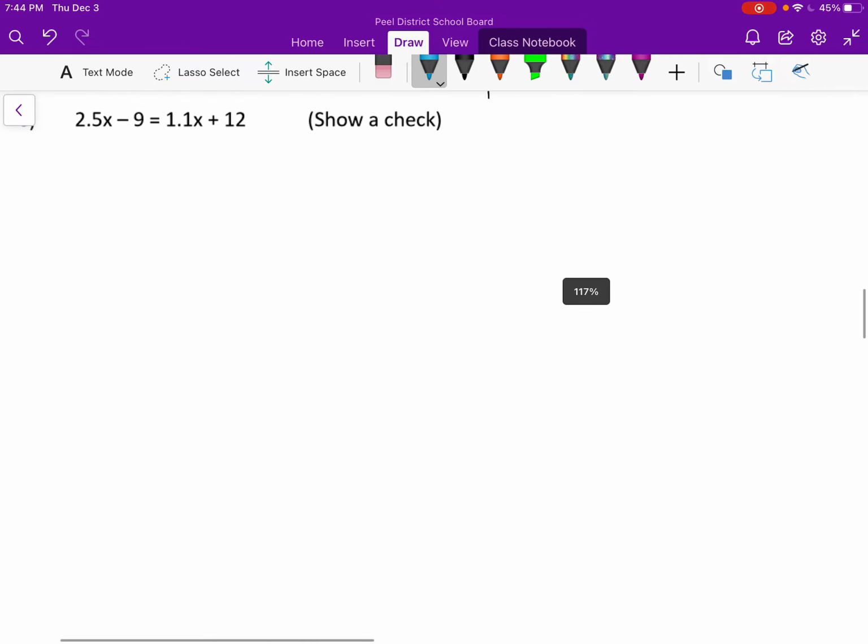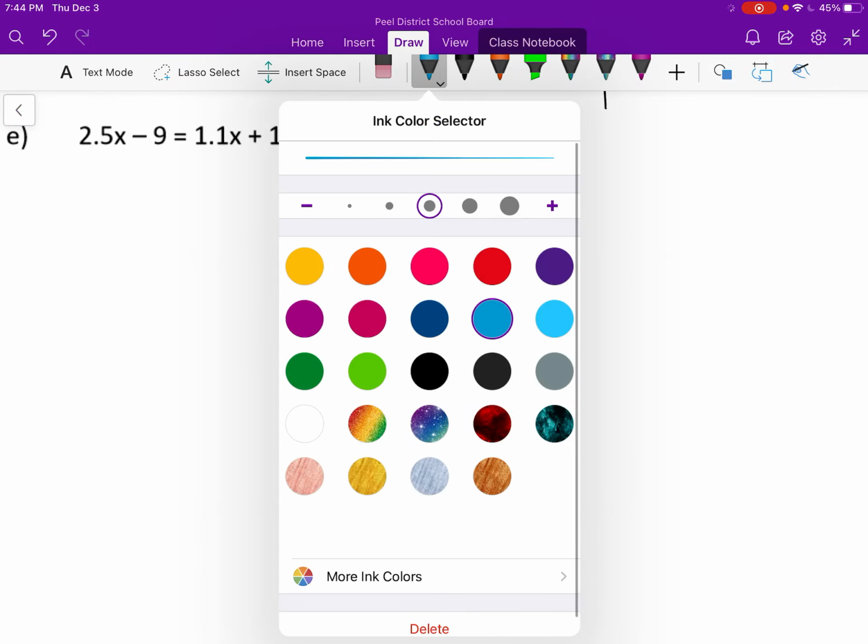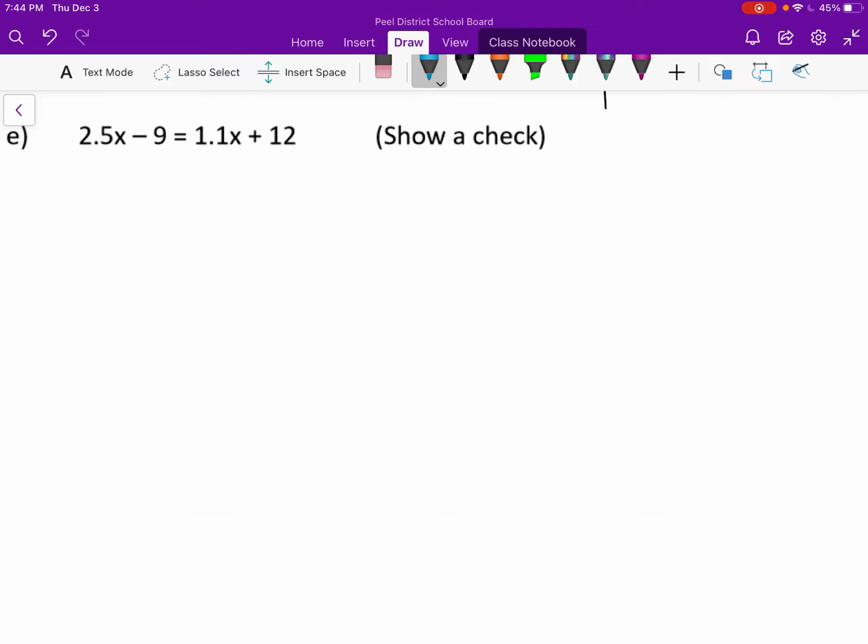I'm going to do e with you as well. This is a little bit more complicated because it has decimals, but really do it the same way. As long as you're using a calculator, this shouldn't make a difference, right? So you have 2.5x minus 9 equals 1.1x plus 12. Treat it the same way. It's okay if there's decimals, just treat it the same way.